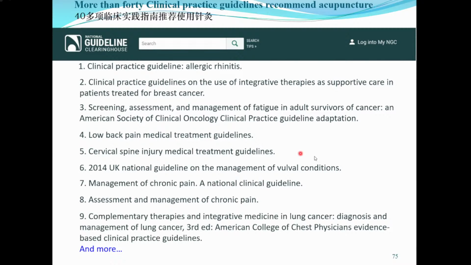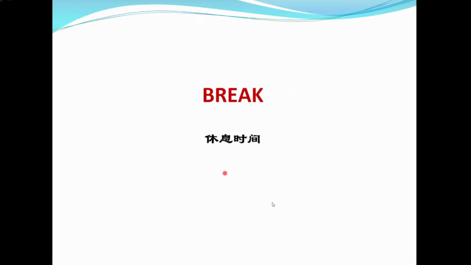You can search and find out. This means that when physicians deal with this kind of patient, they would refer the patient to acupuncture treatment.